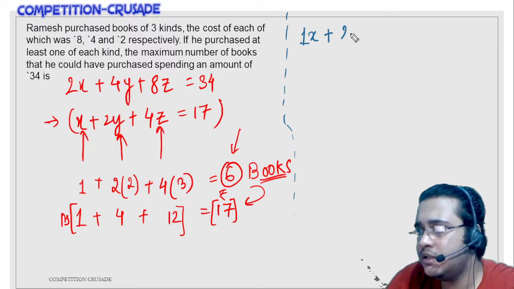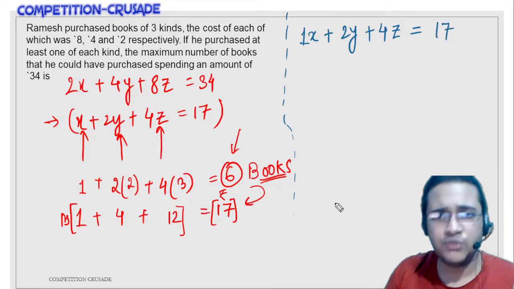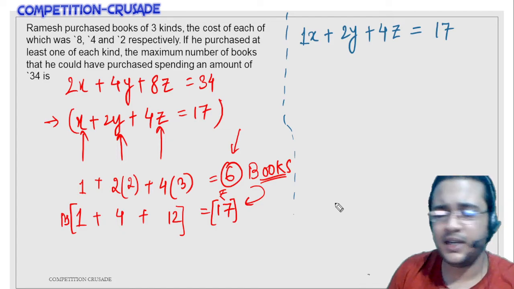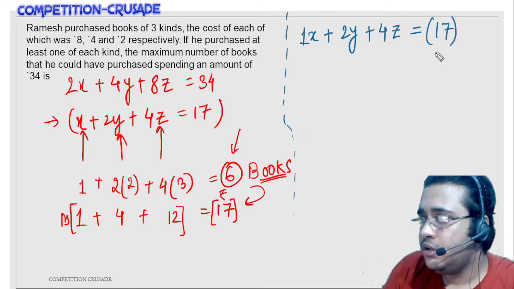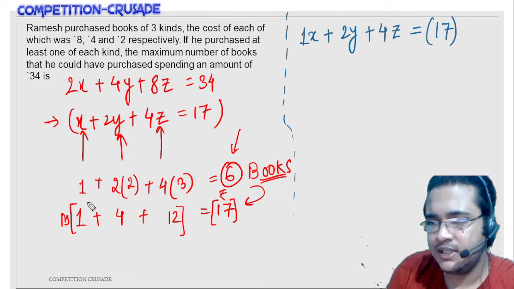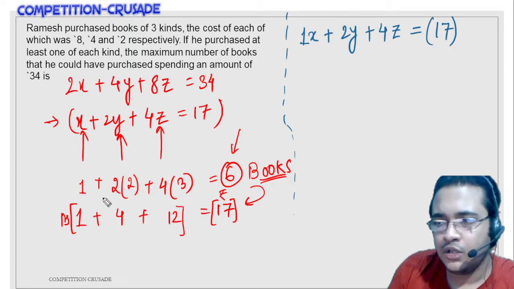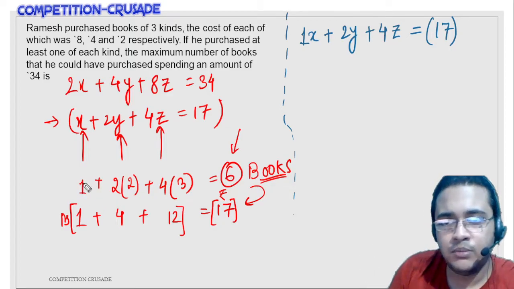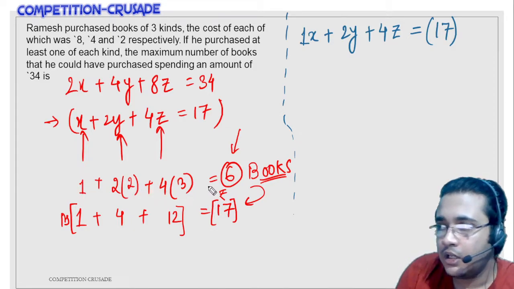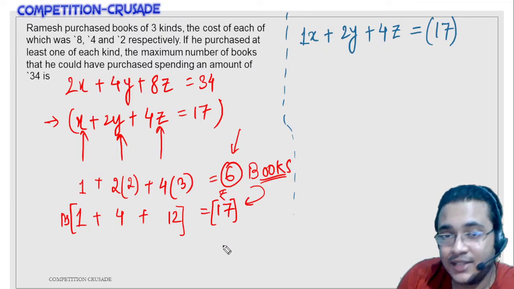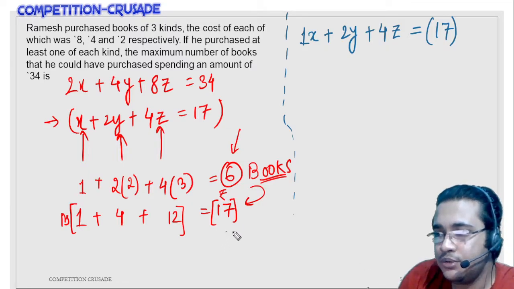1x plus 2y plus 4z is equal to 17, and I know for a fact that at least one book has to be there, right? So because one book has to be there, I want to subtract something from 17. Obviously this is exactly what we were doing in this, right? So upon taking one book of 1 rupee cost, we're just subtracting 1 rupee from 17.